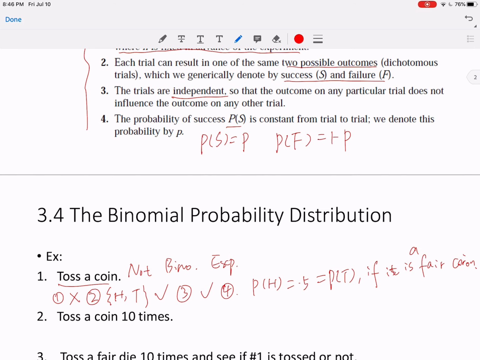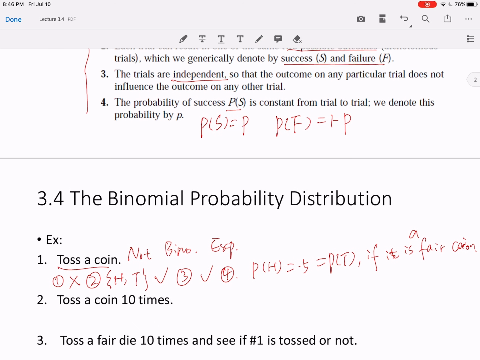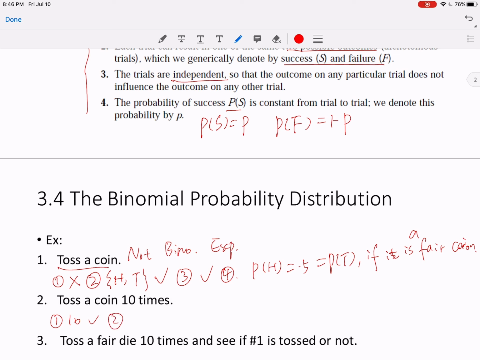All right, let's take a look at number two. Number two says to toss a coin 10 times. Now, let's just check the conditions one by one. If the number of trials is fixed in advance, I think so, it's 10. So the condition one is satisfied. Number two, how many possible outcomes do we have from each toss? Just two, right? Head and tail. So condition two is satisfied. Number three, are the trials independent? I think so, because whatever we get from the first toss will not affect the result of any other tosses. So number 3 is satisfied.